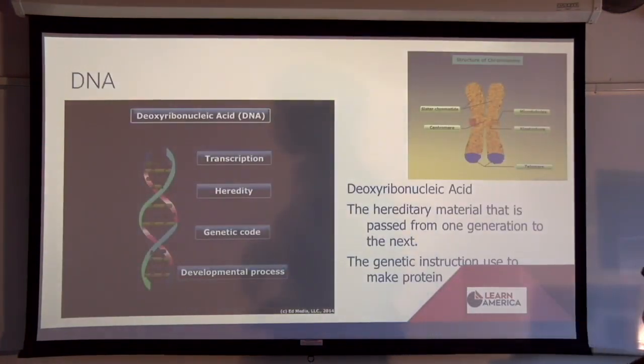So let's go back and review parts of the DNA. DNA stands for deoxyribonucleic acid. We're going to see that the DNA is our hereditary material. That's what's passed from one generation to the next. It's the instructions on how to make the different proteins in our body.